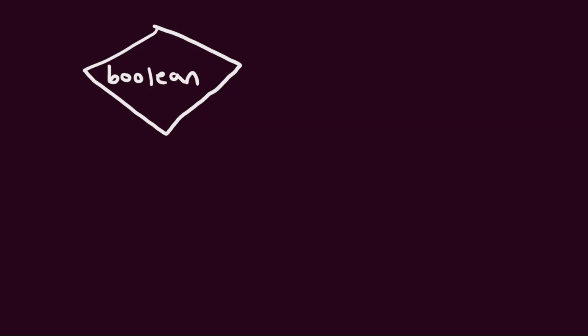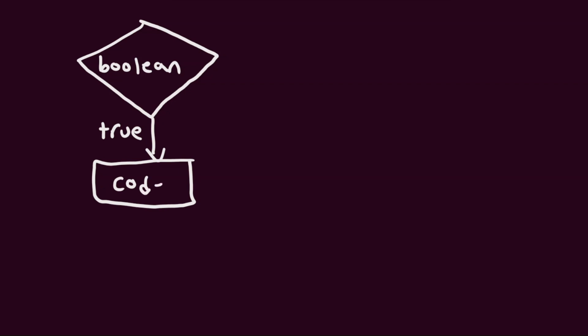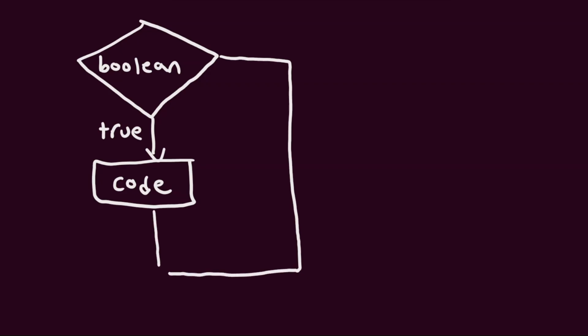And what it does is check if a statement is true. So if a statement is, for example, true, then it will execute the code inside its block. If it notices that the statement is false, then it's going to skip that block and continue the program without executing this code.